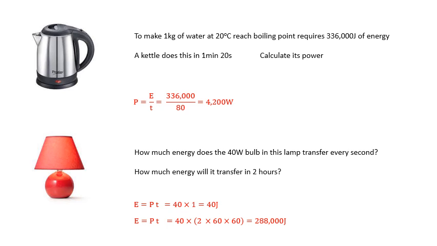The lamp, we want to work out the energy, so energy is power times time. 40 times 1 is 40 joules in 1 second. In 2 hours, the time will be 2 times 60 times 60, so 288,000 joules, or 288 kilojoules.